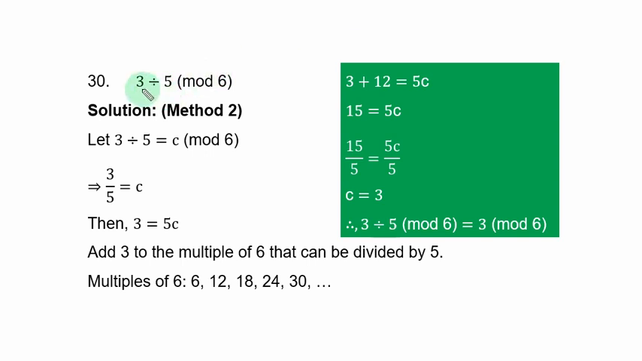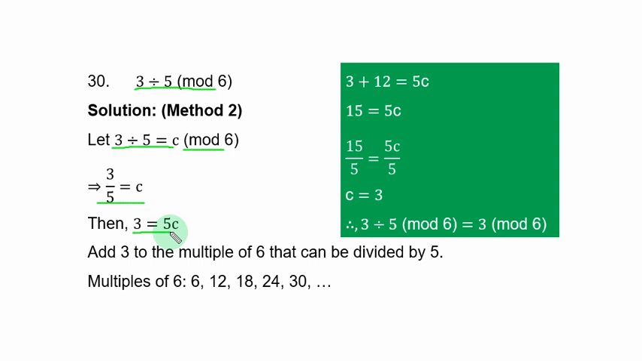Example 30. 3 divided by 5 modulo 6. By the second method, you let 3 divided by 5 equal to C, that unique element in modulo 6. So we have 3 over 5 equal to C, which implies 3 is equal to 5C. This is what happens next. You add 3 to the multiple of 6 that can be divided by 5. 5 is the coefficient of C.